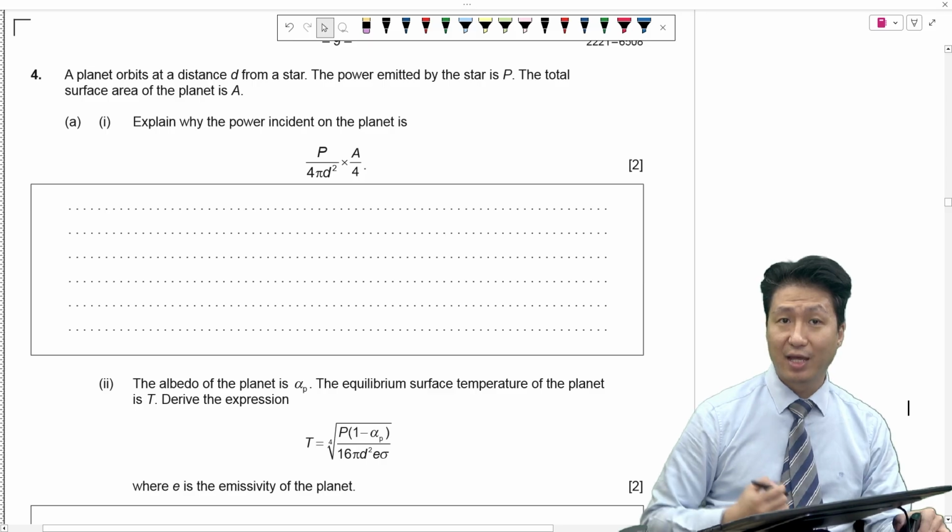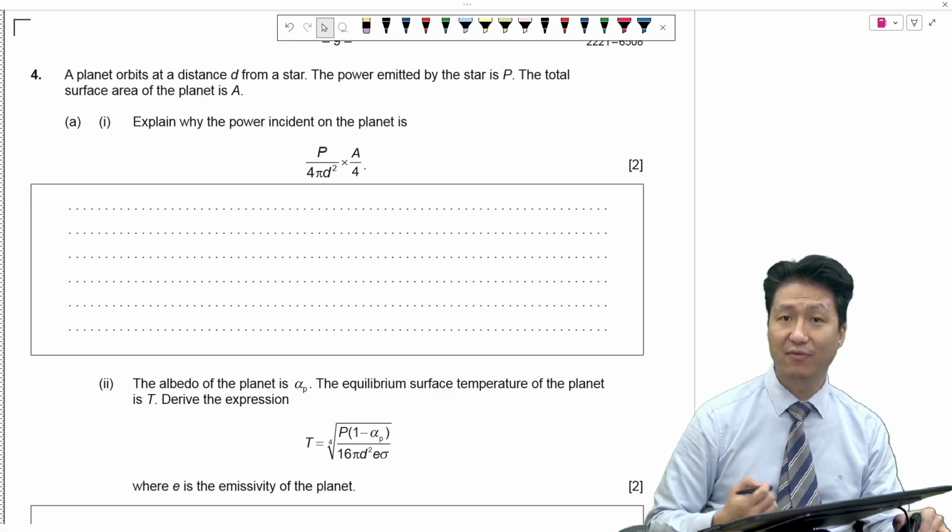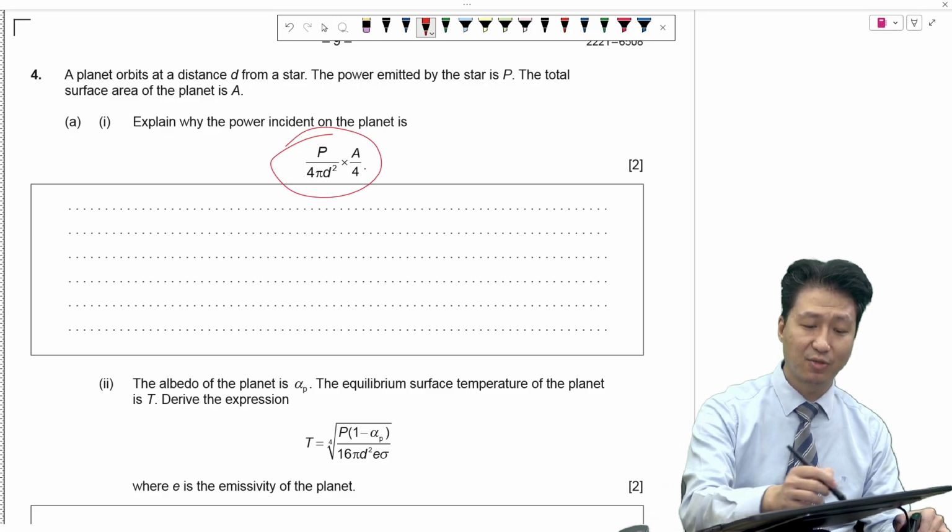Question number 4. A planet orbits at a distance d from a star. The power emitted from the star is P. The total surface area of the planet is A. Part A, Roman numeral 1, says explain why the power incident on the planet is given by this equation here.